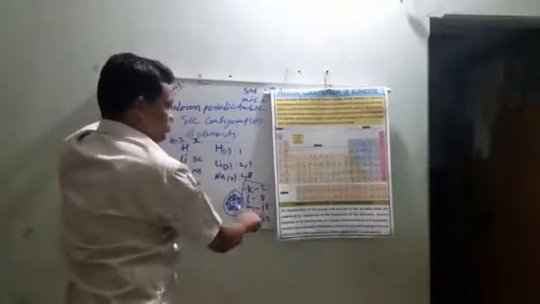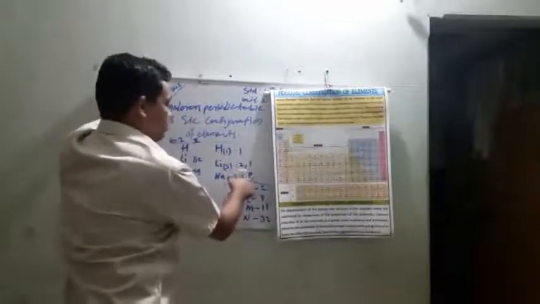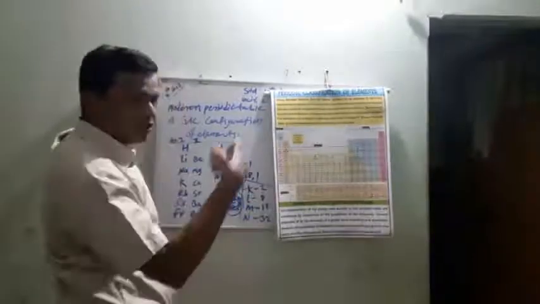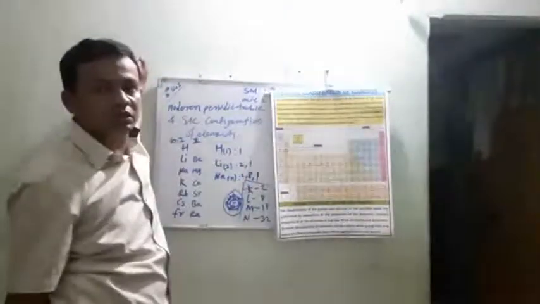So in this, the first shell has 2 electrons, the next shell has 8 electrons, and 2, 8 means 10 electrons. The atomic number is 11, so the remaining 1 electron is present in the next shell. So in this way we can write the electronic configuration of the elements.